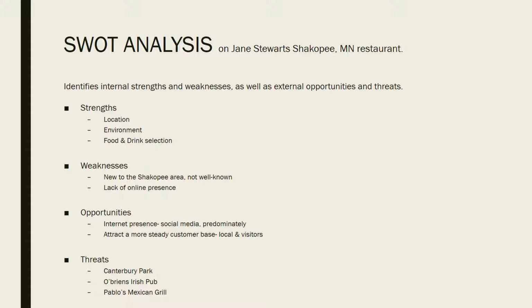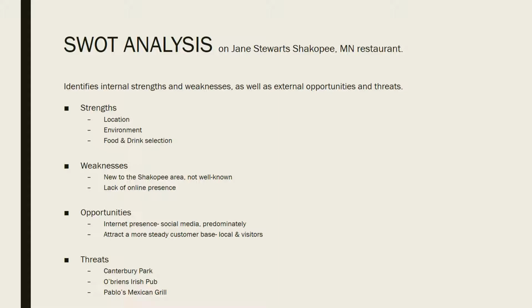So take advantage of the consistency of locals as well as the traffic provided by Canterbury during the summer months. Canterbury, for example, can be an area of opportunity. When people are done watching the races, they can stop by for a drink or an appetizer. On any given day, Thursday through Sunday, Canterbury has between 5,000 and 10,000 visitors, and this restaurant is located 2 minutes outside of Canterbury Park, so this provides a lot of opportunity for local and visiting customers.